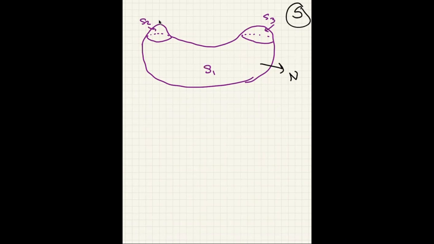So the full surface is going to be S. You could write S equals S1 plus S2 plus S3. And I also have these two curves that you see. This is C1, and over here, this is going to be C2. And the n that I have drawn on S1 is the same n everywhere. So it's the outward n.